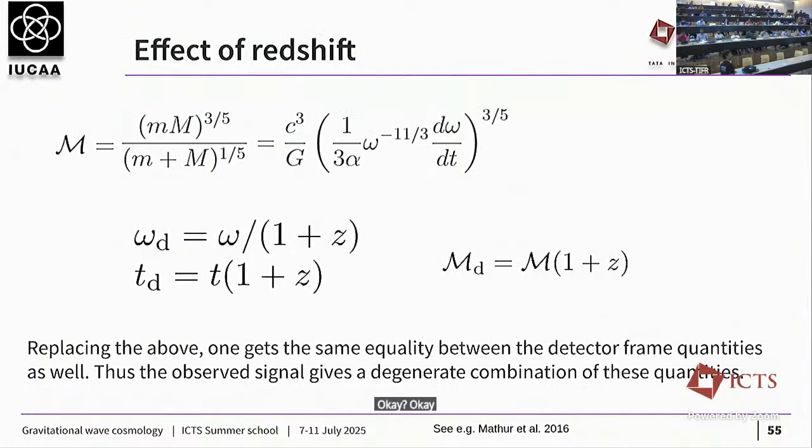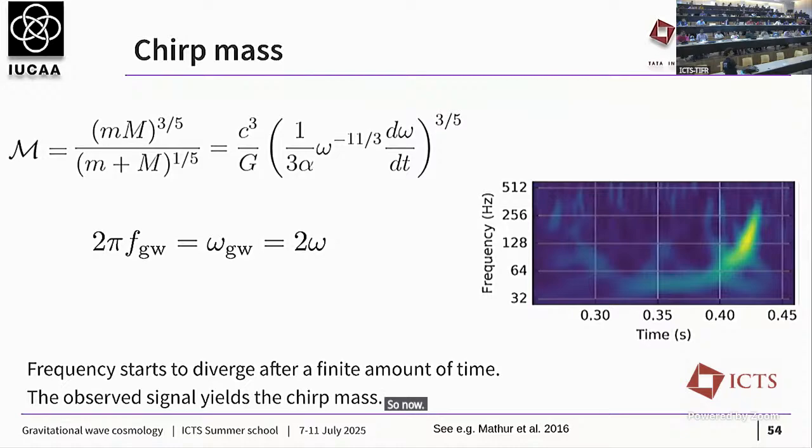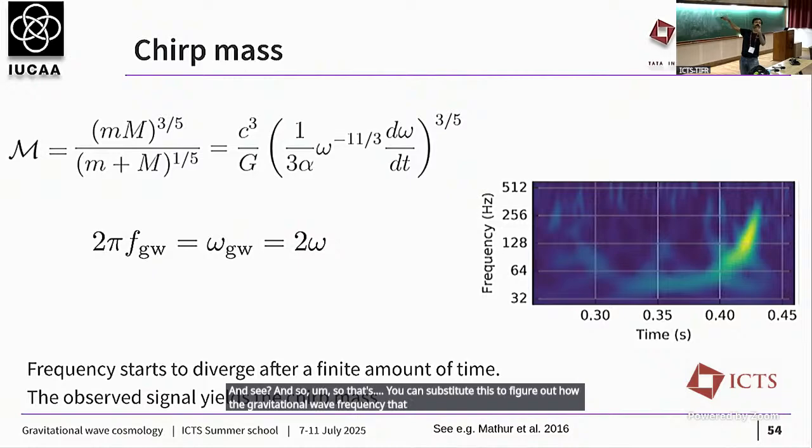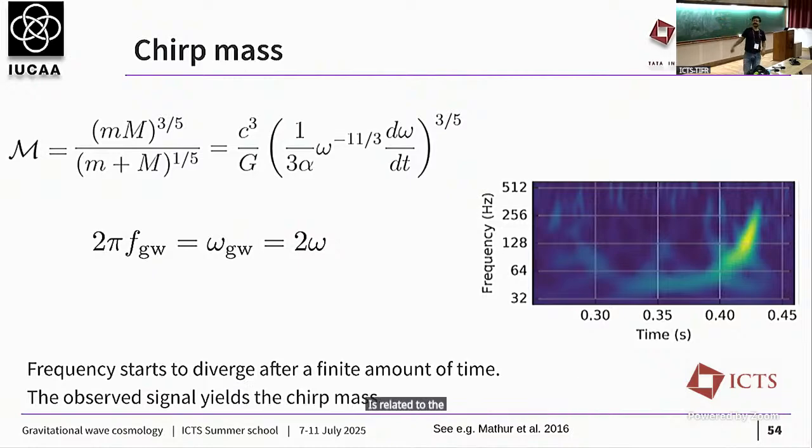Now the thing that happens is the frequency of gravitational waves that you see is actually such that two times the orbital frequency is the gravitational wave frequency. And so you can substitute this to figure out how the gravitational wave frequency that you observe is related to the chirp mass. So this is a small thing that you also need to do. Whether the masses are like this or like this, you get the same gravitational waves coming towards you. And that's the reason the frequency is twice.